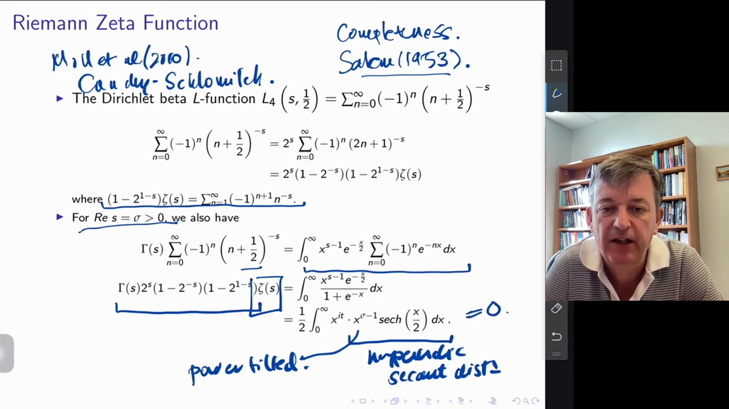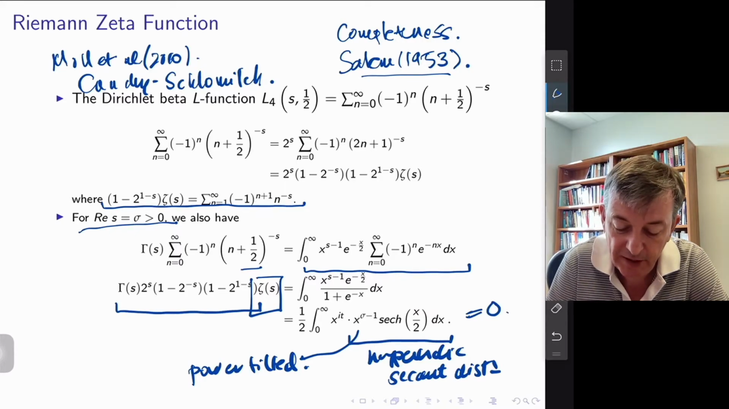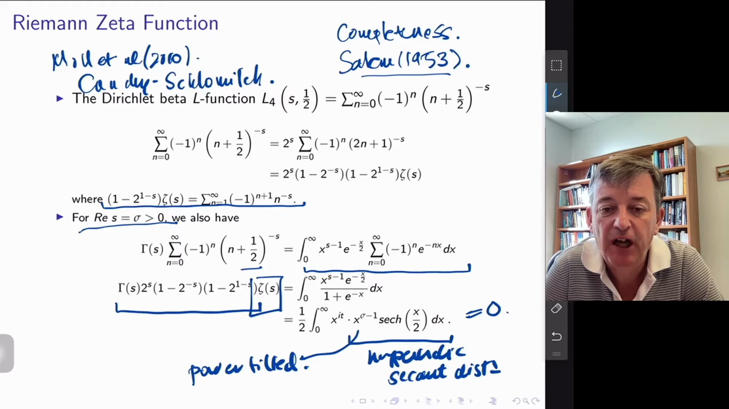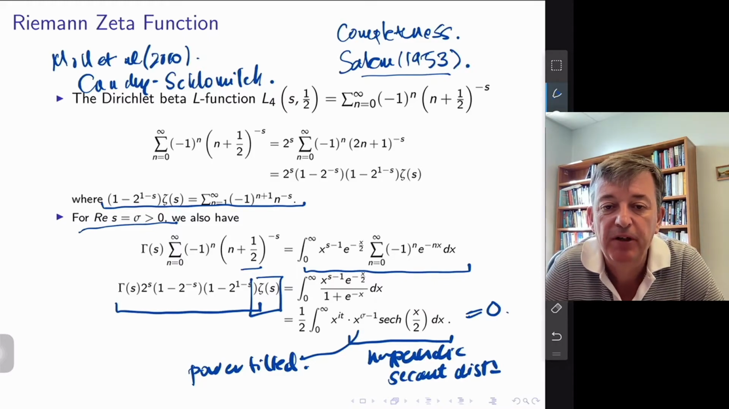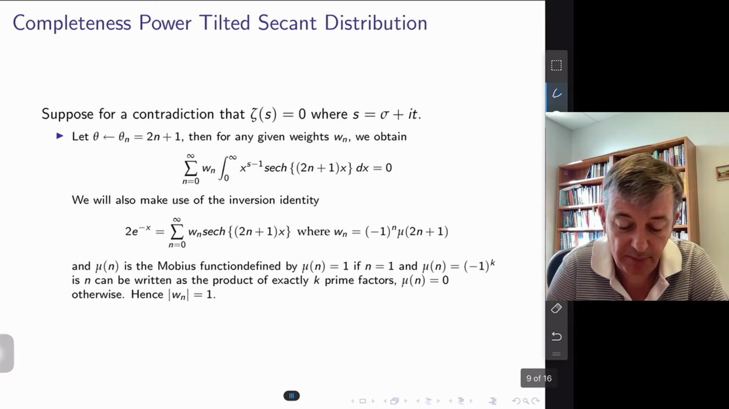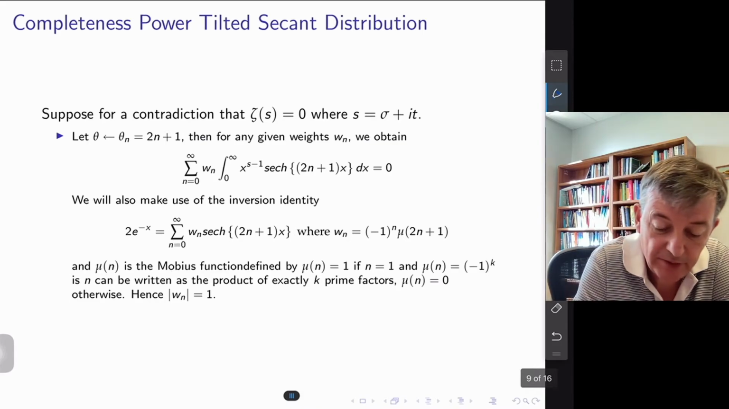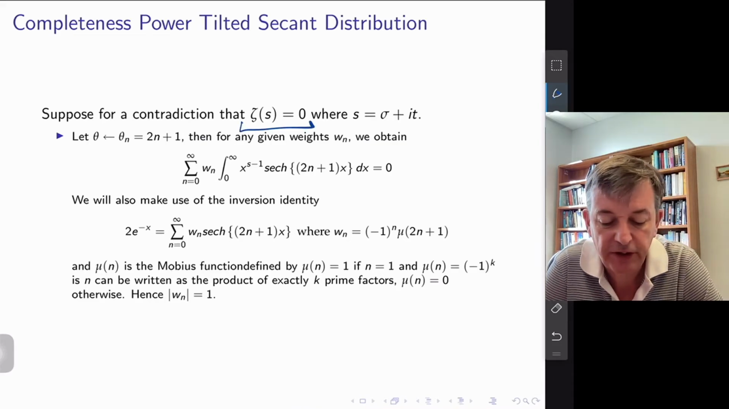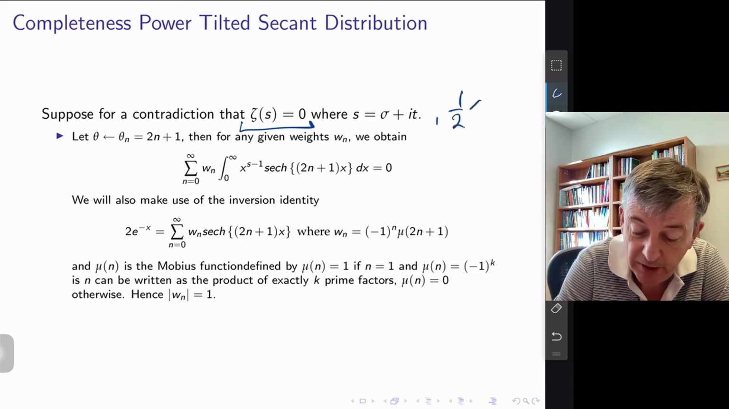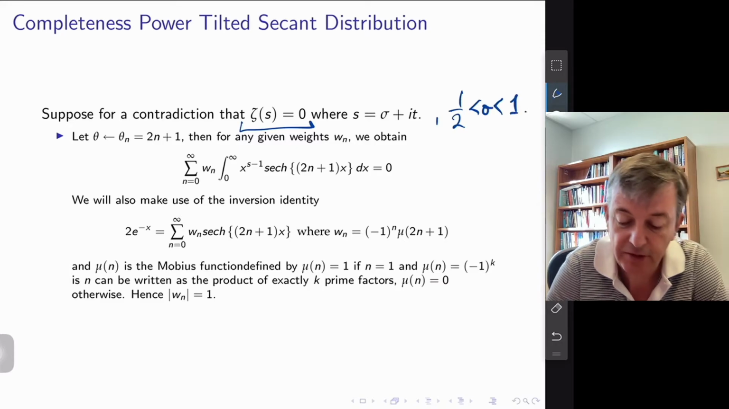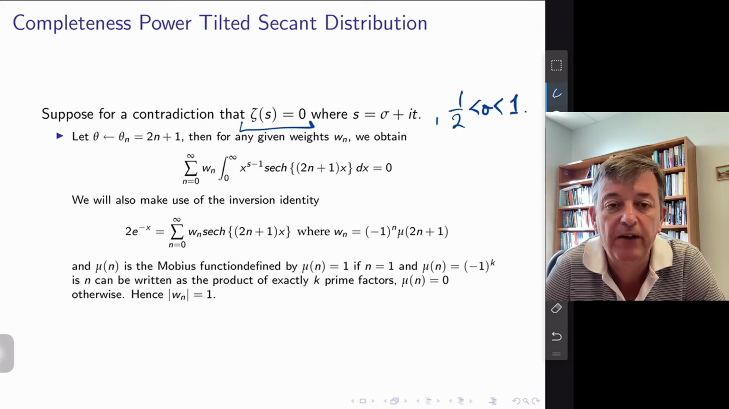And then essentially the Riemann hypothesis would be equivalent to what's known as the completeness of the power tilted hyperbolic secant distribution in the region where sigma goes from a half to 1. Actually, let me talk about that. So there's our idea. Suppose for a contradiction that the zeta function is equal to 0. Again, let's just restrict ourselves to the critical strip from a half to 1.